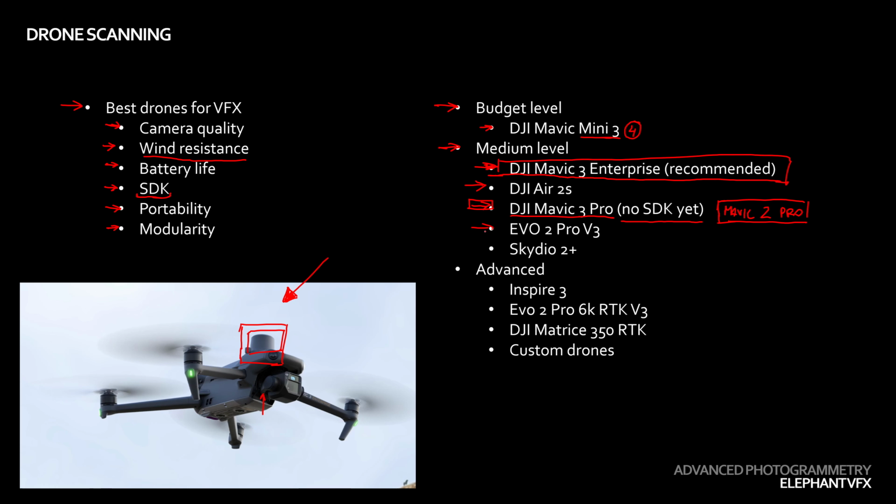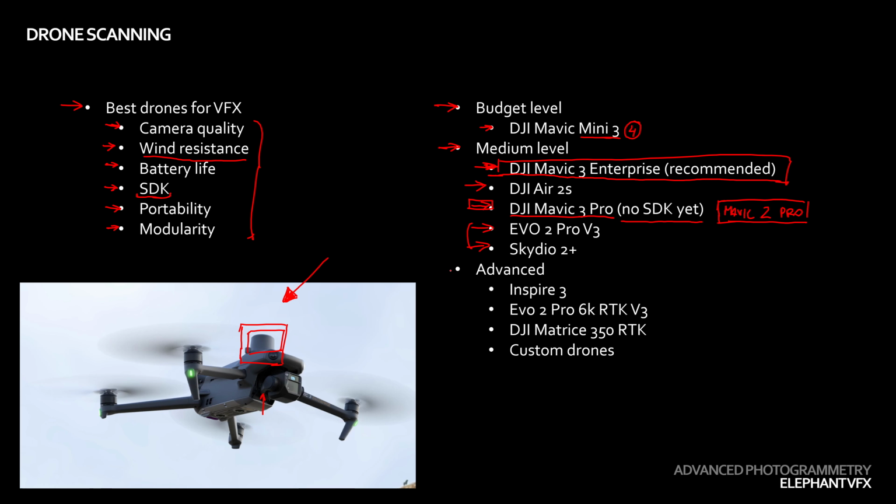Then you have these other two drones. These are not made by DJI. It's the Evo 2 Pro version 3 and the Skydio 2 Plus. And all of these tick all these boxes, so they are also pretty good. I prefer DJI, especially because it's easier to find them anywhere in the world. Pretty much any country you can find them. You can find the spare parts. They have really good customer service and all of that. But these two are very capable drones, and you will see a lot of people using them as well.